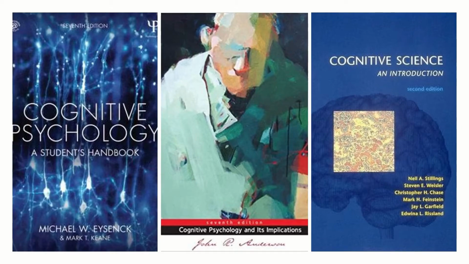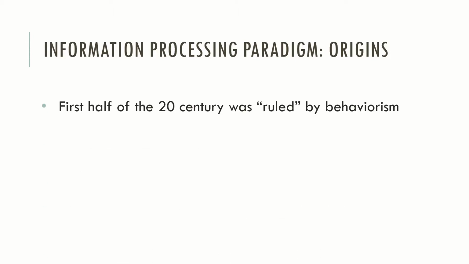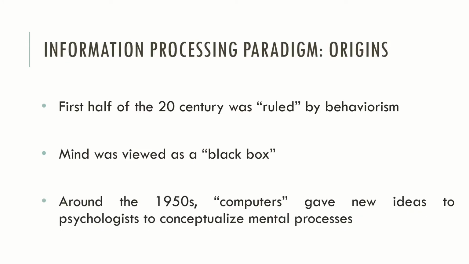And now, let's see what is the information processing paradigm. So, the first half of the 20th century was ruled by behaviorism, and the mind was viewed as a black box. However, around the 1950s, computers gave new ideas to psychologists to conceptualize mental processes. So, this was an approach that helped psychologists to conceptualize the mental processes beyond the black box metaphor.